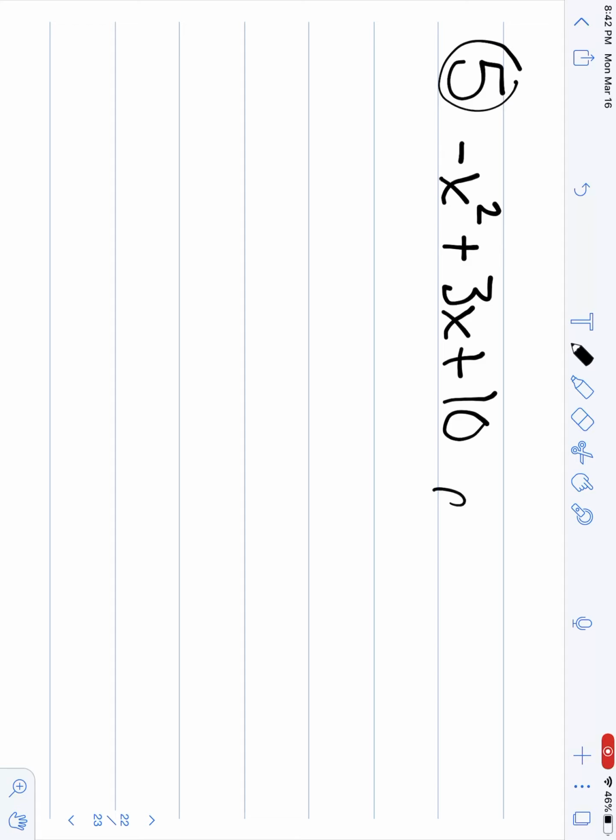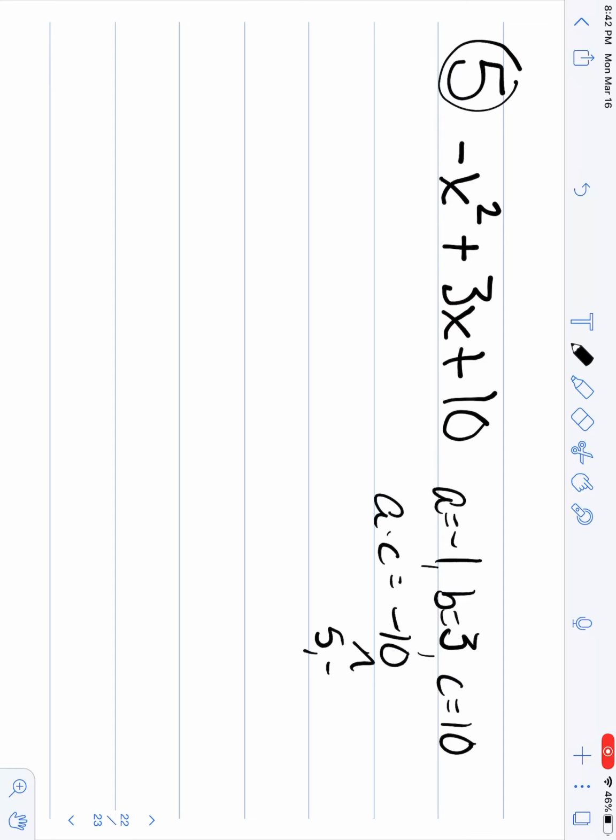So if you go with it as it's written, you would have A equals -1, B equals 3, and C equals 10. And so then your A times C value would be -10, which means that the factor pair you would want is 5 and -2. Let me write that again, there we go, 5 and -2.